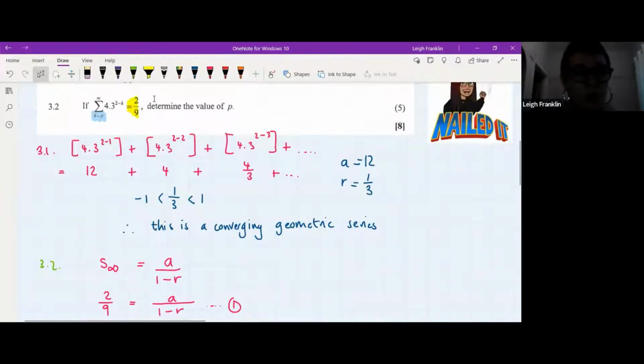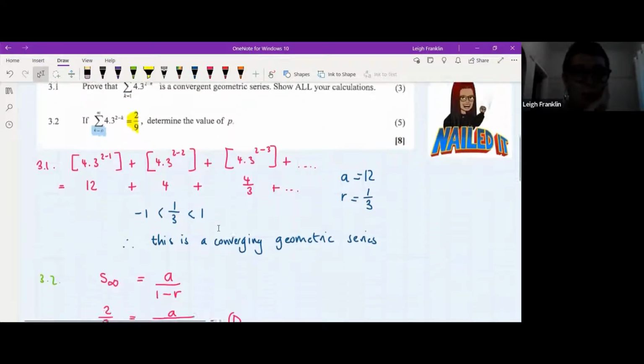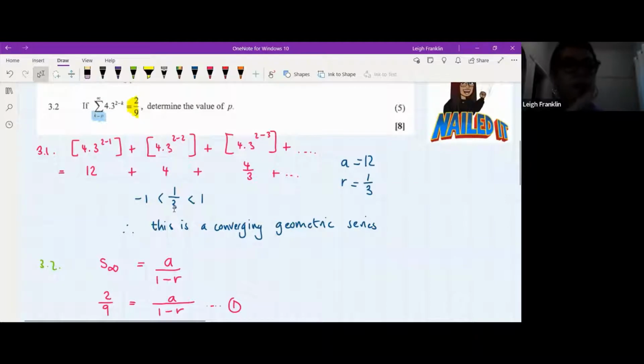So we've used what they've given us. They've told us that the sum to infinity is going to give us 2/9. We need a P here. K is equal to P. So what am I going to do with this K equals P down at the bottom? What do you think we should do? Sub into the formula. Sub into the formula, absolutely, because that's where we start subbing in.